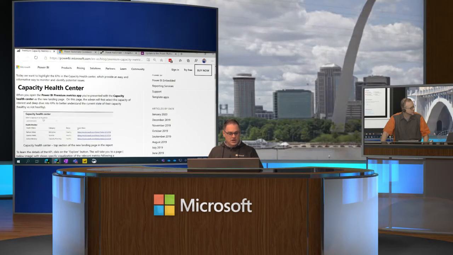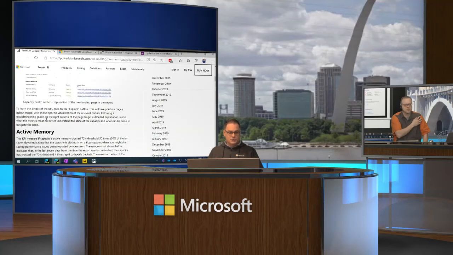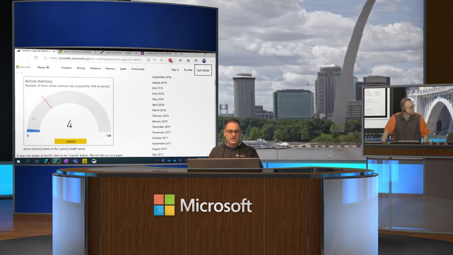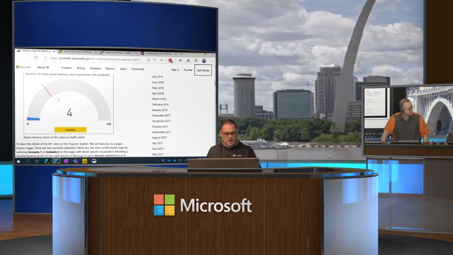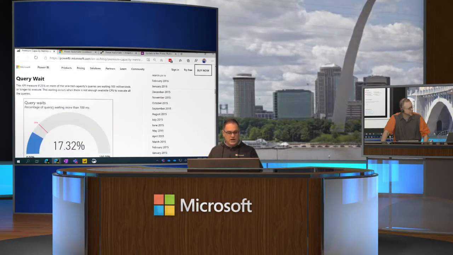So around understanding how are people waiting for refresh? What about queries and active memory? So this kind of walks you through those different KPIs. Tells you what their status is and allows you to drill in and see, for example, active memory. So this is showing number of times active memory has crossed the 70% threshold. So really useful for, am I starting to butt up against the ceiling of my capacity, right? The capabilities of my capacity. Looking at some things over time so you can see those trends. This is really great for planning future capacities, or if you have multiple capacities, maybe how to split different workspaces across to fully utilize the resources you have available to you.